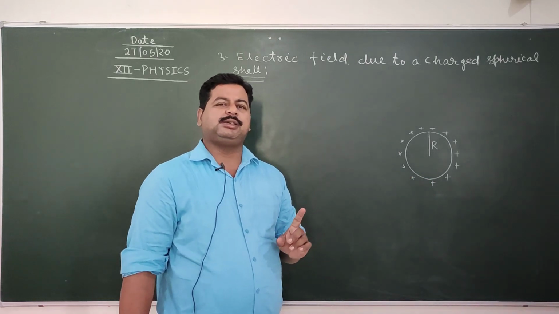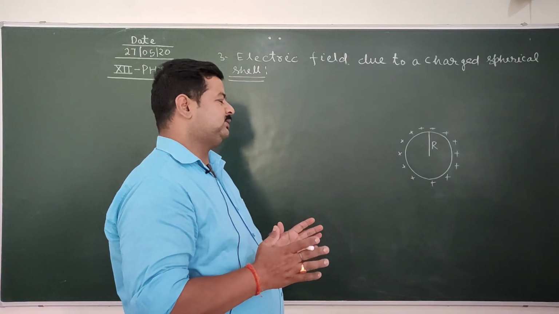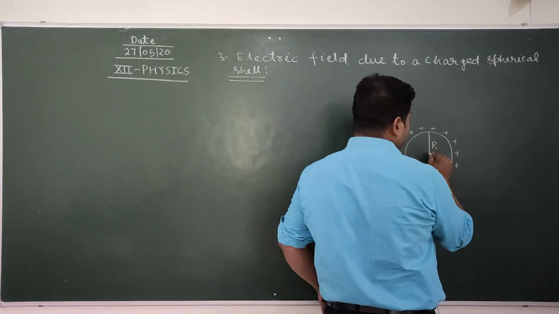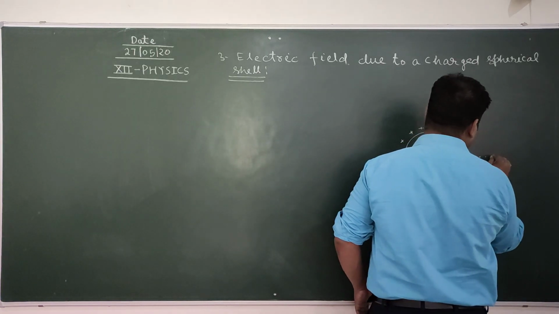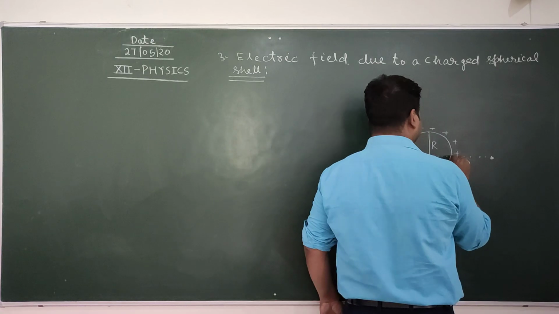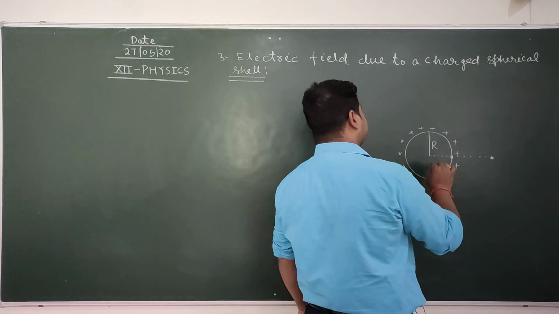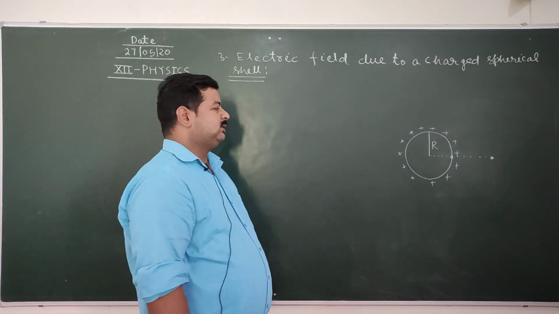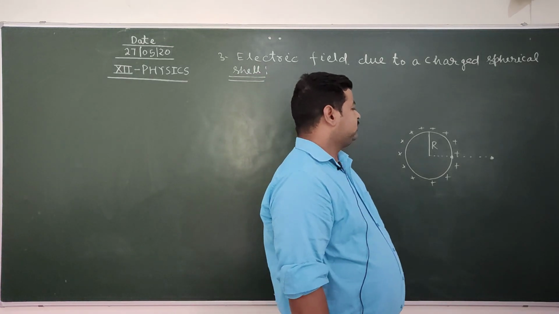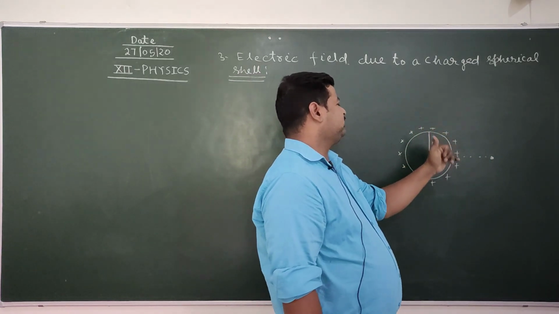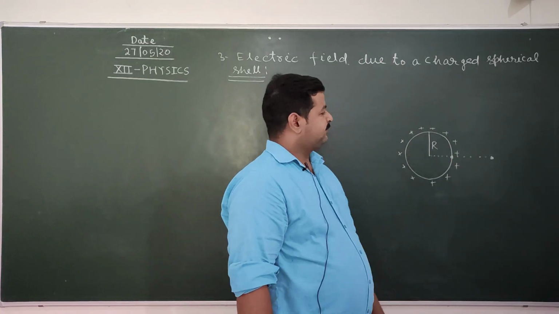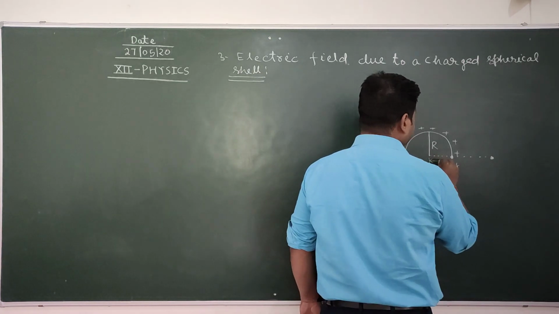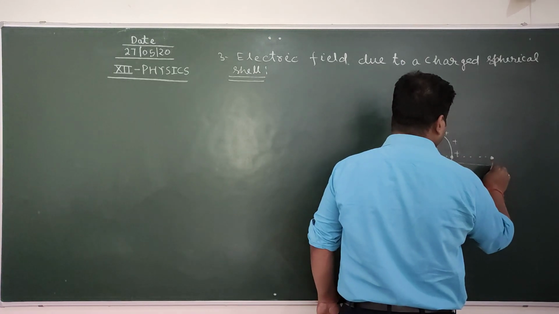So here there are three conditions. We calculate electric field at three positions. First we calculate outside of the shell. Second we calculate at the surface of the shell, and third we calculate inside the shell. So for the calculation of electric field, we draw an imaginary surface that is symmetric to the charge given to the body. Clear? So first of all we calculate the electric field due to a charged spherical shell. Clear?